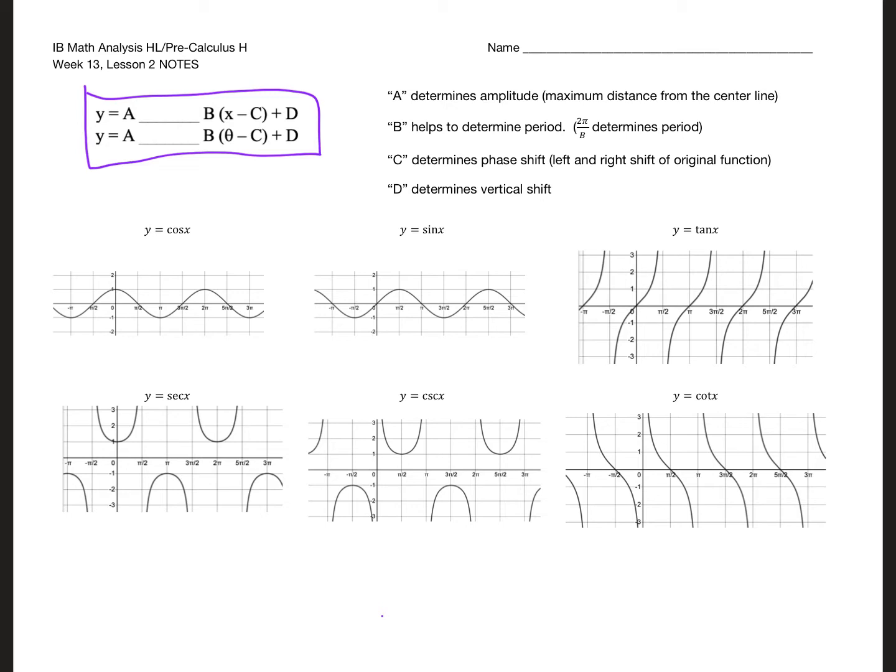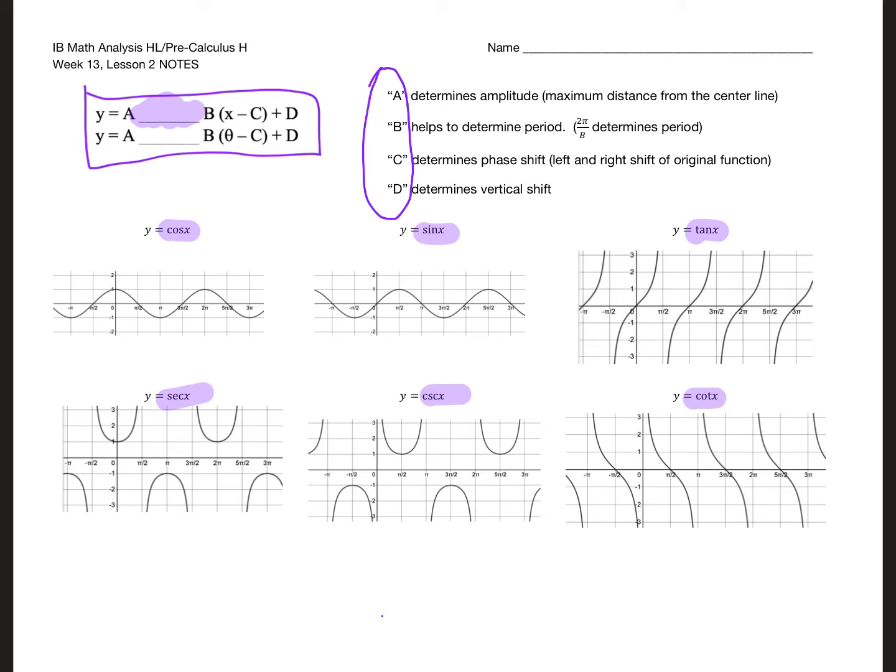This blank right here could be filled with cosine or sine or tangent or secant or cosecant or cotangent. Any of them. That's why there's a blank. You can just fill it in. And then each of the letters that you're seeing over here, the A, B, and the C, and the D, they determine certain things about these graphs.